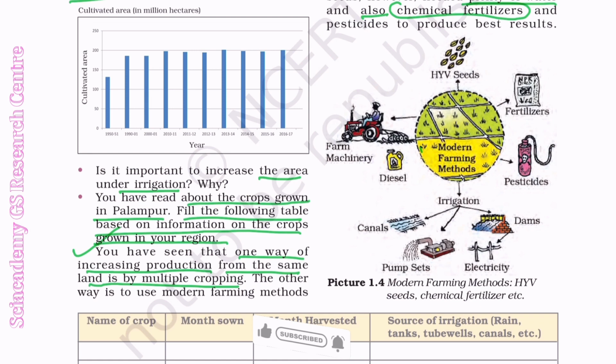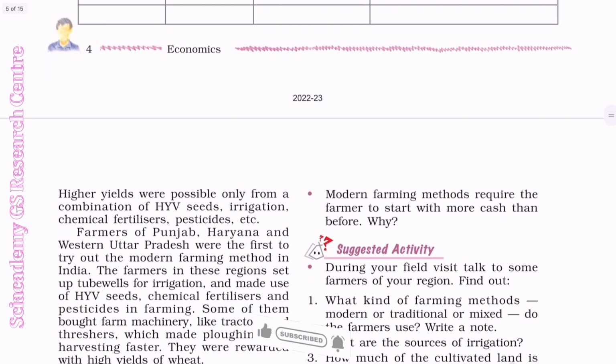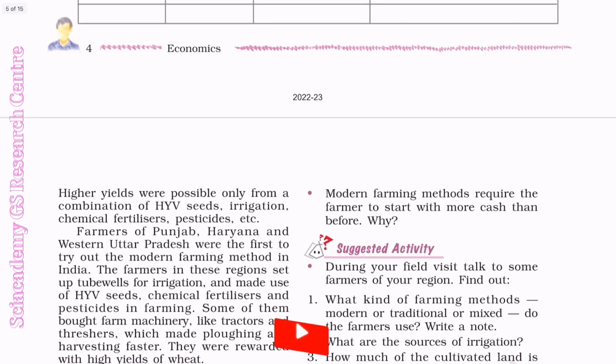Picture 1.4: Modern farming methods, HYV seeds, chemical fertilizers. Higher yields were possible only from a combination of HYV seeds, irrigation, chemical fertilizers, pesticides, etc. Farmers of Punjab, Haryana, and western Uttar Pradesh were the first to try out the modern farming method in India.